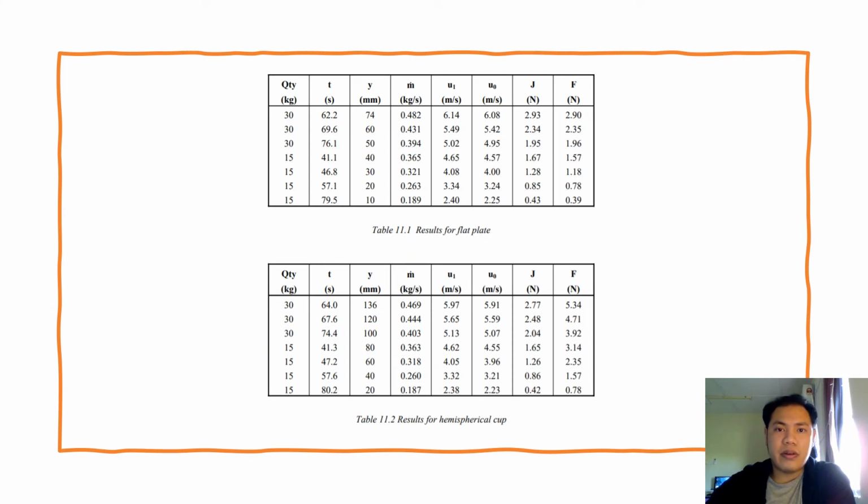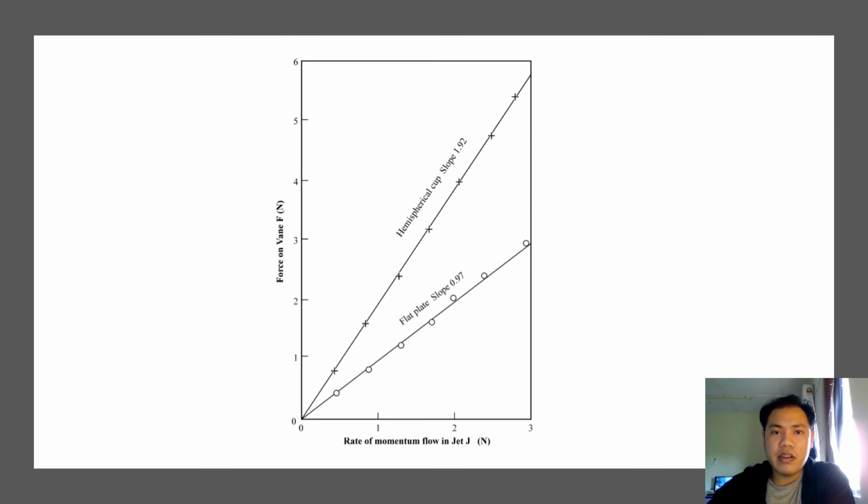Here are the results obtained from the experiment. The first table shows the results from the flat plate and the second table shows the results from the hemispherical cup. From the values from the table on the slide before, a graph was then produced. The graph with a higher gradient is from the hemispherical cup, and the graph with the lower gradient is from the flat plate.